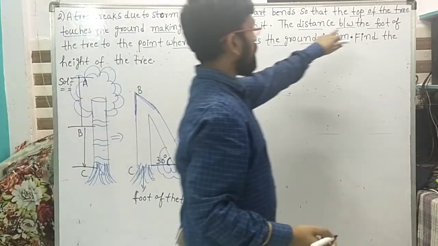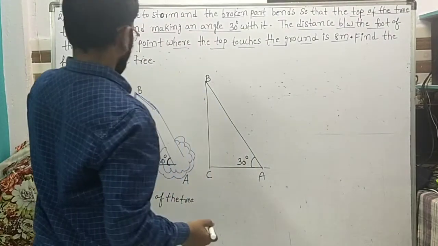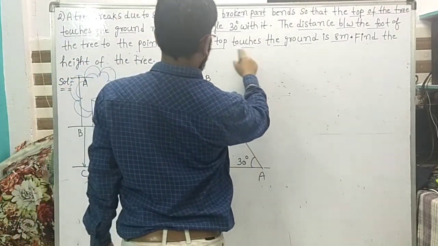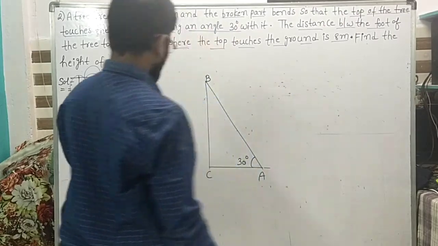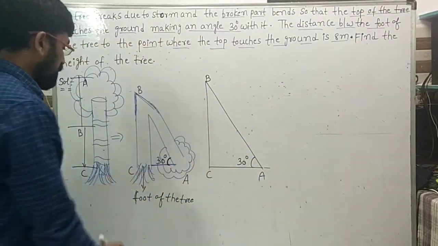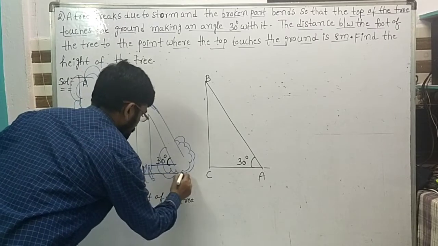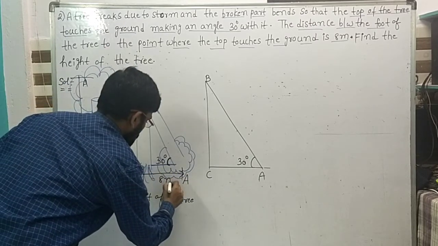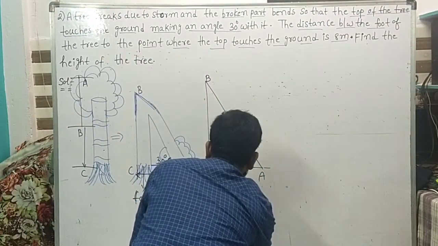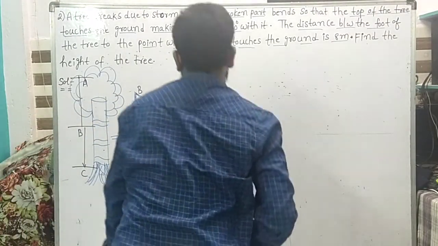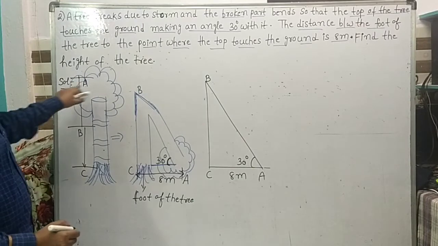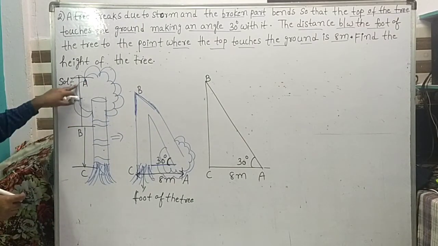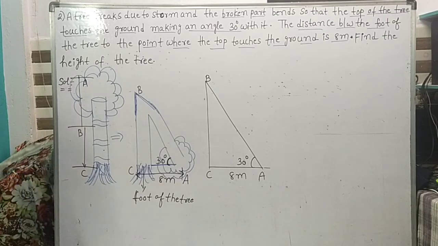The distance between the foot of the tree to the point where the top touches the ground. The top touches here. So between these two, what is the distance? 8 meters. So the distance between AC is 8 meters. Find the height of the tree. We need to find the height of the tree. Height of the tree means AB plus BC.